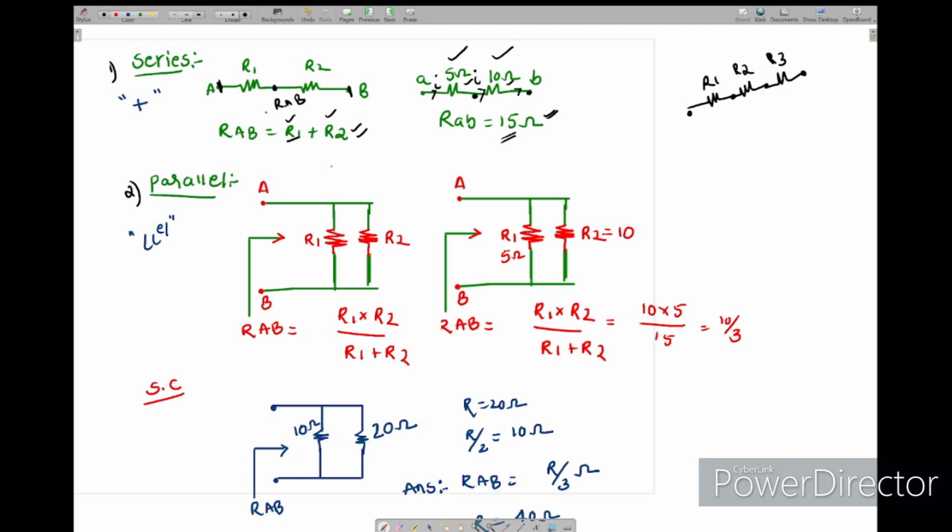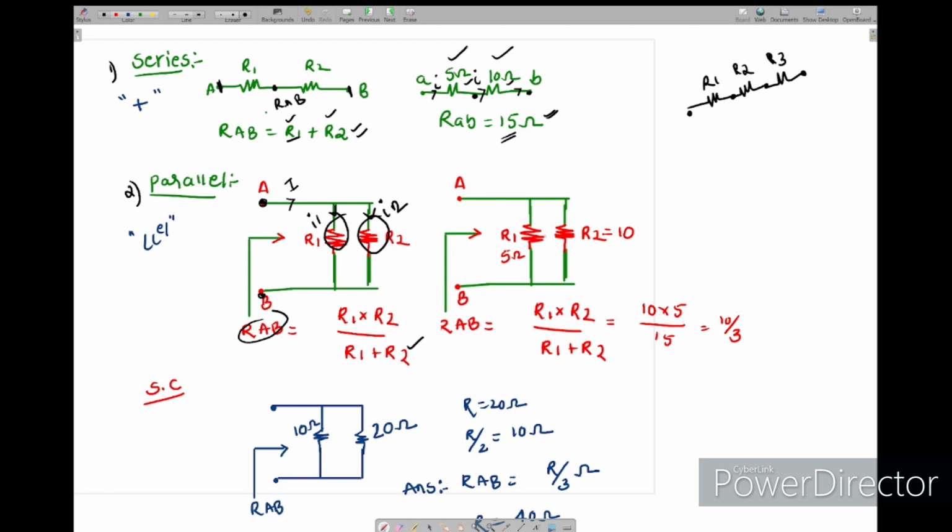The second one is parallel. If two resistors are connected in this fashion, we call it a parallel connection. In a parallel connection, the total current I is dividing between these two resistors, I1 and I2. So in parallel, the current is dividing. And the equivalent resistance across A and B is R1 into R2 divided by R1 plus R2. This is the formula we will use when two resistors are connected in parallel.